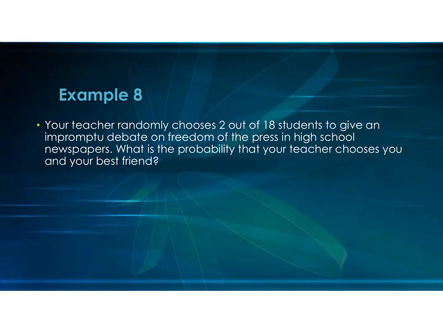Example number 8 says, your teacher randomly chooses 2 out of 18 students to give an impromptu debate on freedom of the press in high school newspaper. What is the probability that your teacher chooses you and your best friend? Again, very similar question. It's not saying me first, my friend second. It's not giving me a specific order. It's just saying me and my friend. What are the likelihoods of her choosing us? Again, she's only choosing 2 people, and I want it to be me and my friend. So same thing as we did before.